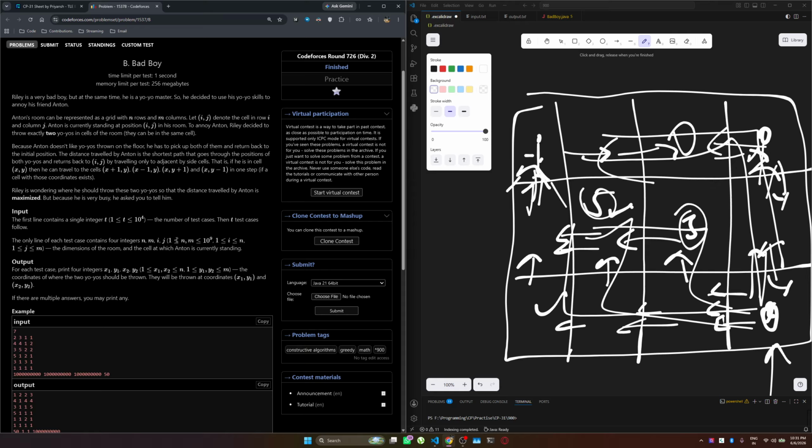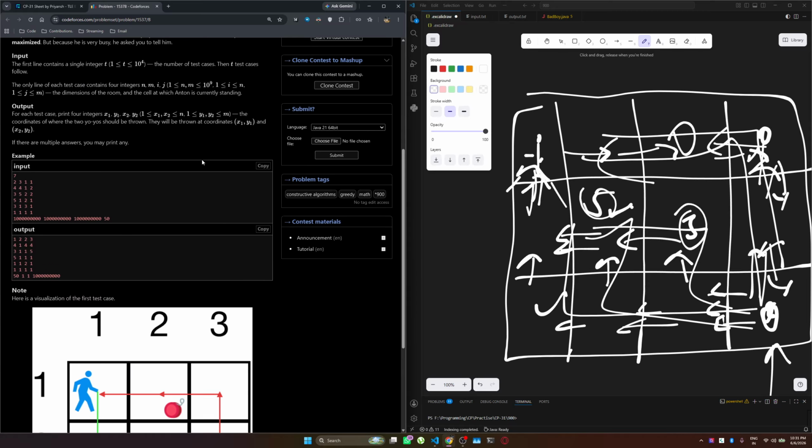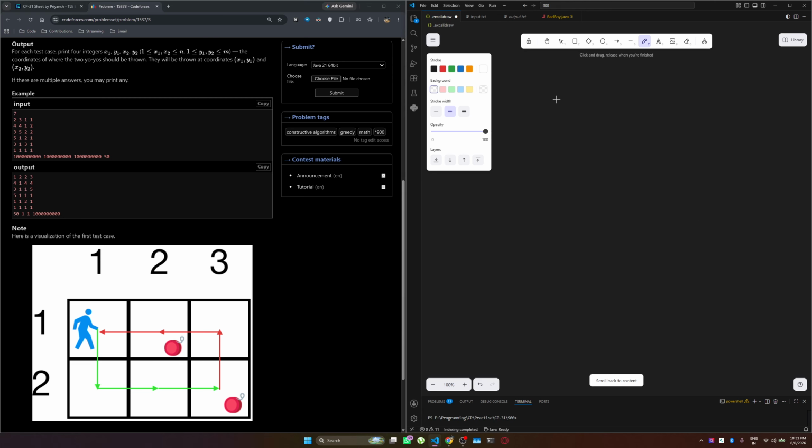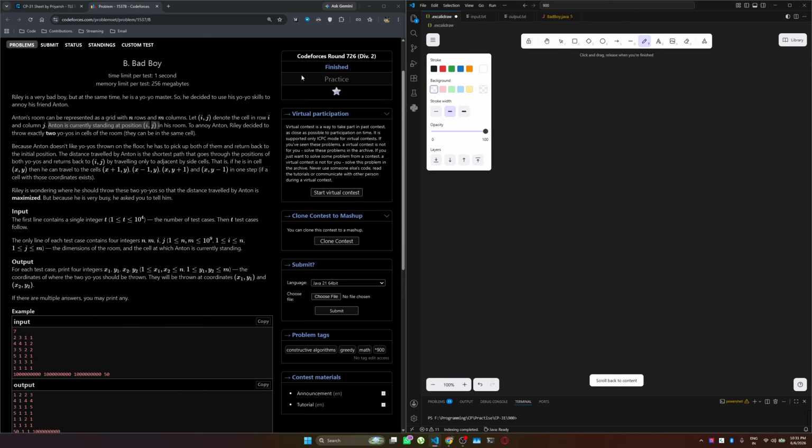Oh wait. So the initial position is not always 0, 0. Is that also true? Anton is currently standing. Oh, okay. That kind of changes things. I always thought that it might be always at the first cell, but that was my bad. I had to read it properly. So it seems that the Anton's position could be anywhere in the grid.